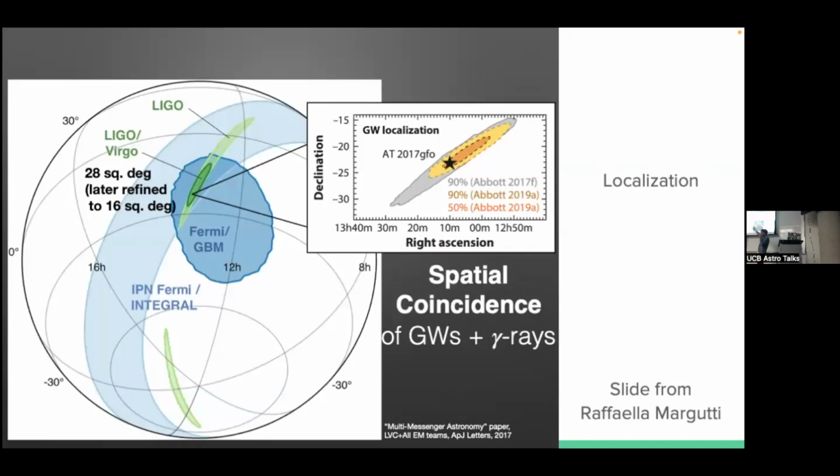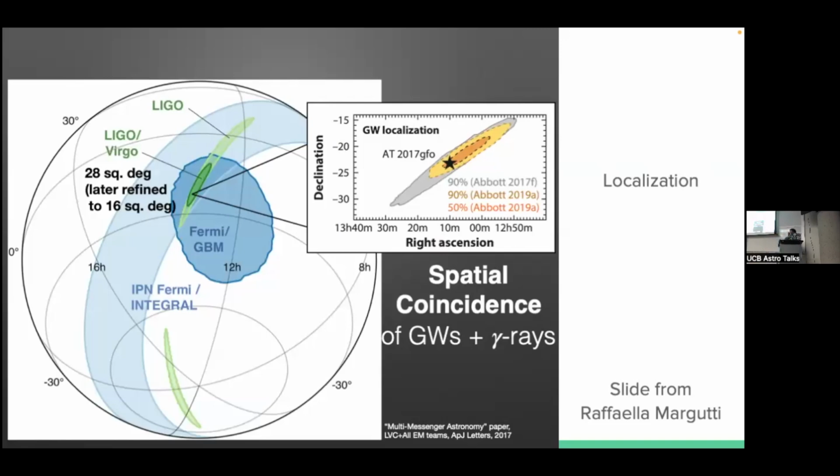Here's a plot. It's a little bit confusing, but just notice that blue blob is where the gamma rays were coming from, where the uncertainty region was. And that green, pea-like thing, that's where LIGO was saying the gravitational wave signal was coming from. And you'll notice they overlap. They're probably coming from the same thing. That's pretty exciting. They're coming from the same place. We have two different signals.